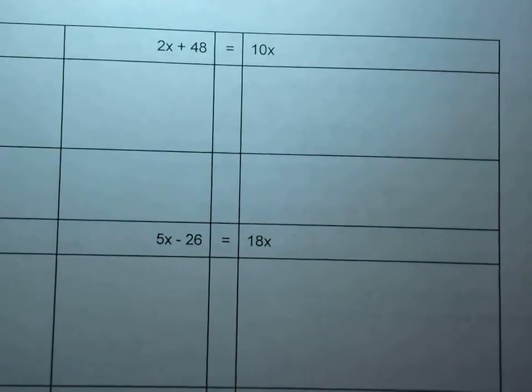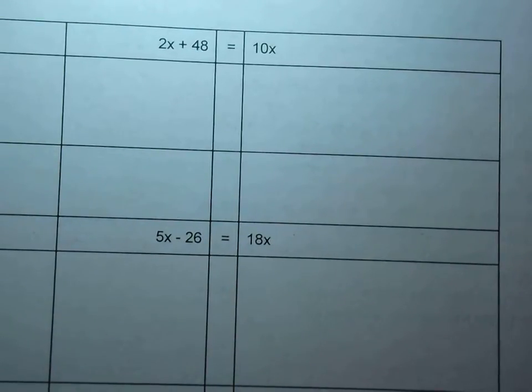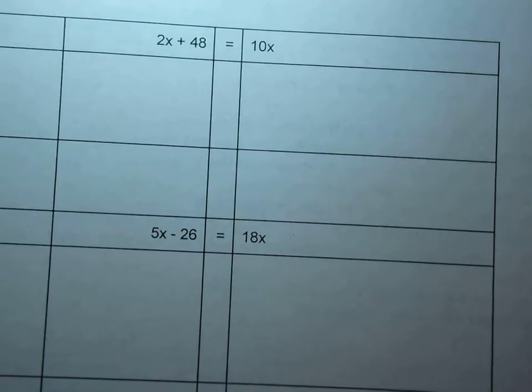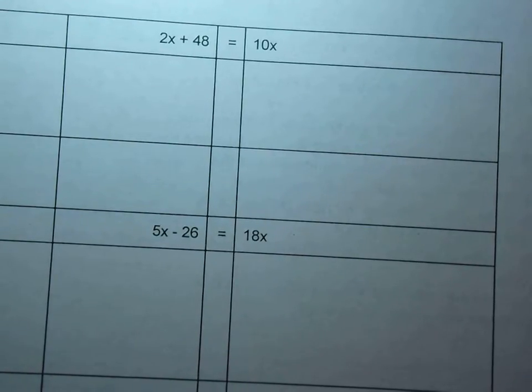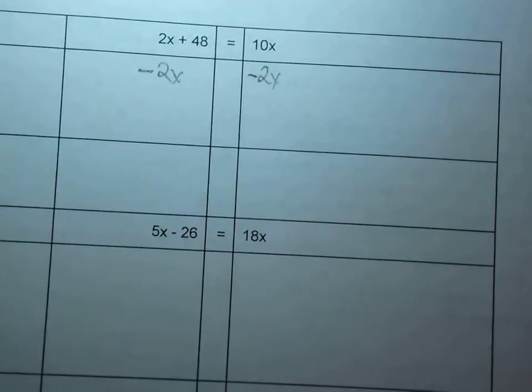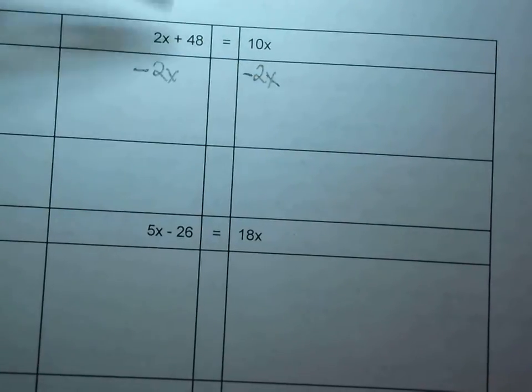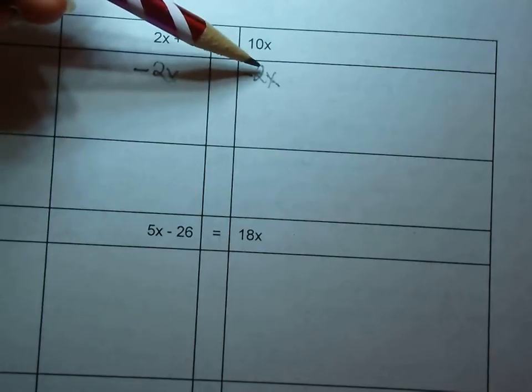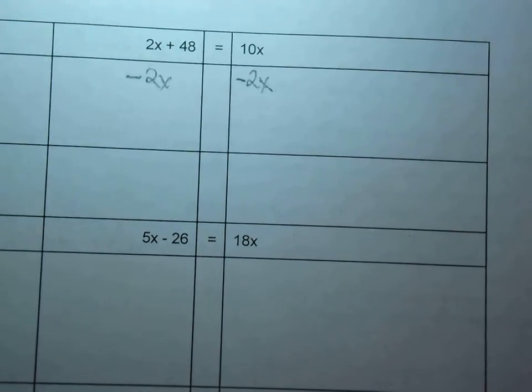On the back, we have 2x plus 48 is equal to 10x. Oh, I got it. Do I have anything to distribute? No, we don't. So what do you think we should do? Minus 2x under 2x and minus 2x under 2x. That's correct. We need to get this 48 by itself and move this 2x on out of the way.